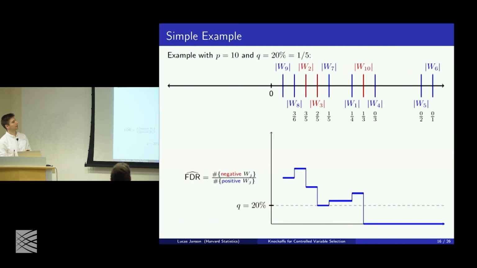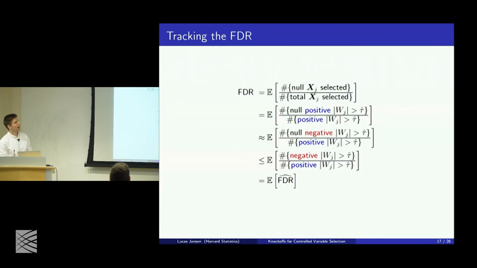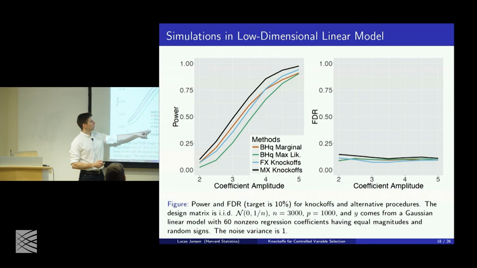Skip this. This is what I do with the W's. This is why that's a good FDR hat, and I'll show you some numerical results. OK, so model X knockoffs, the method I'm talking about.